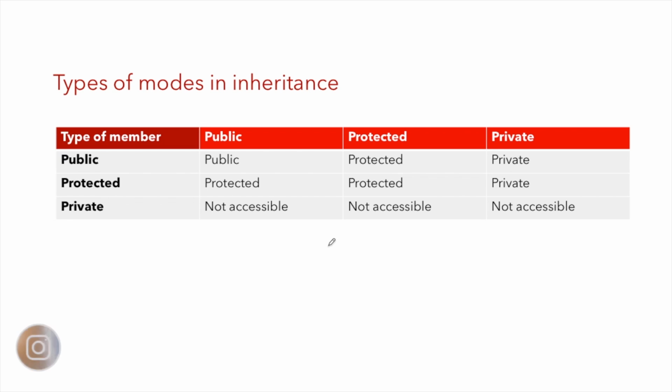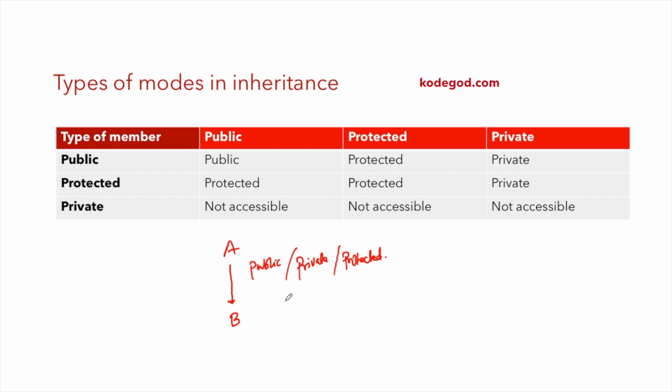Before we start, we also need to understand the modes in which inheritance is done. When you have your base class A and derived class B, this inheritance can be of mode public, private, or protected. Let us check what effect it can bring to the derived class when the mode is specified as public. So these three are my modes of inheritance, and these are my types of member that will be inherited.